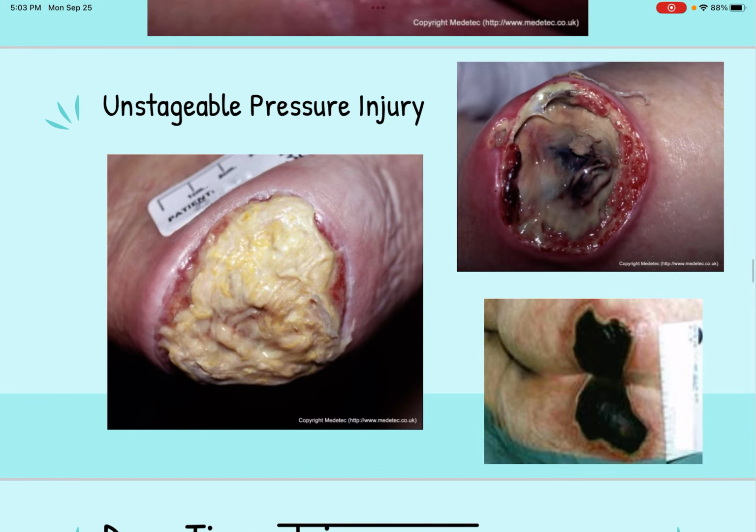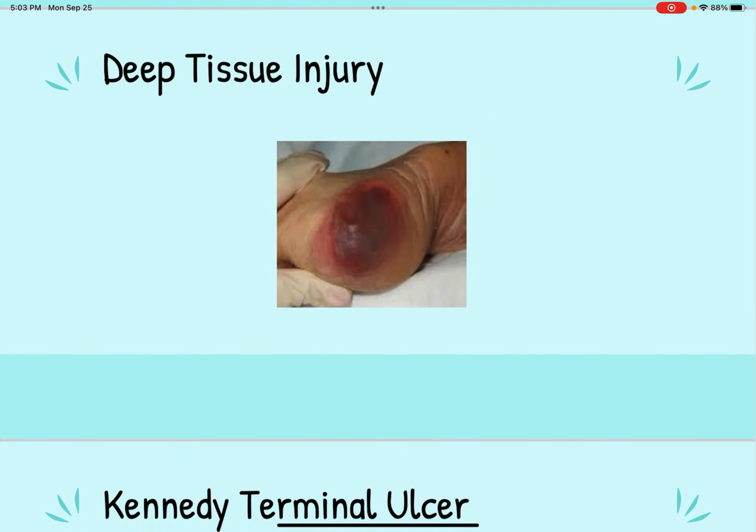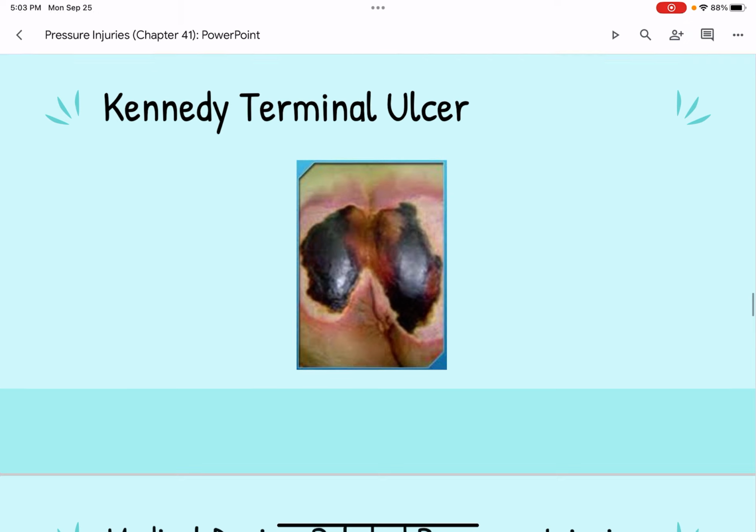These are examples of unstageable pressure injuries. The goal is to safely debride the wound to the point where it can be staged and treated. And then this is an example of a deep tissue injury. This is a picture of a Kennedy terminal ulcer.